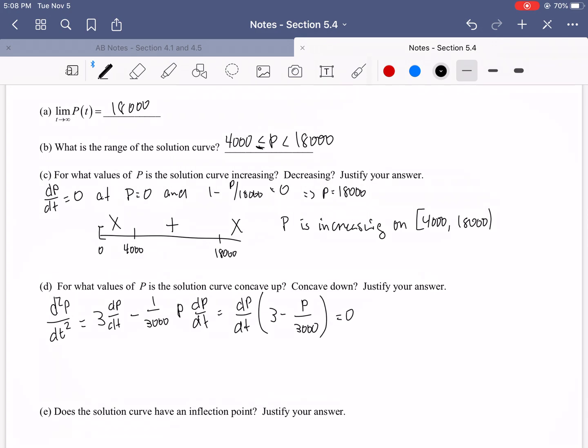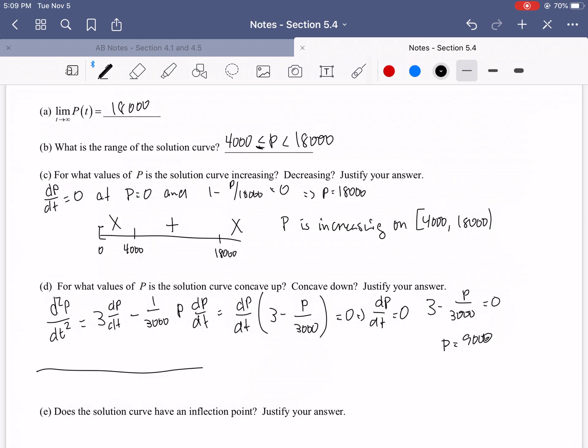Okay, so if I set this equal to 0, I get that dP/dt is equal to 0, or I get that 3 minus p over 3,000 is equal to 0, and if you solve that for p, you're going to get p is equal to 9,000. And we're going to see that's a very significant number in this problem, and you may have already noticed, oh, 9,000, well, that's half of the carrying capacity. And if you realize that, you've got good instincts, because that's where our point of inflection is going to occur on this logistic growth graph, which is half of the carrying capacity.